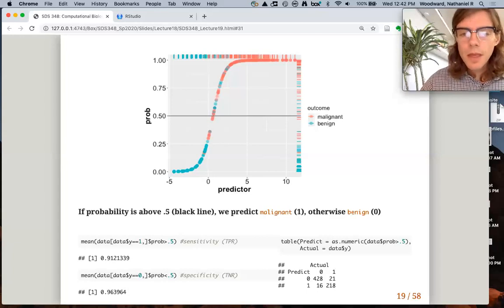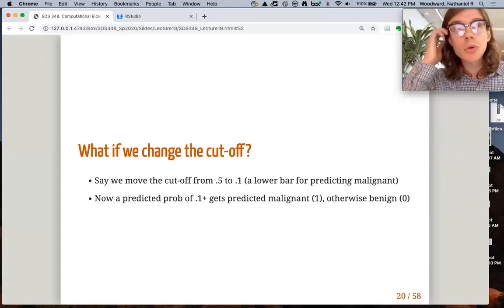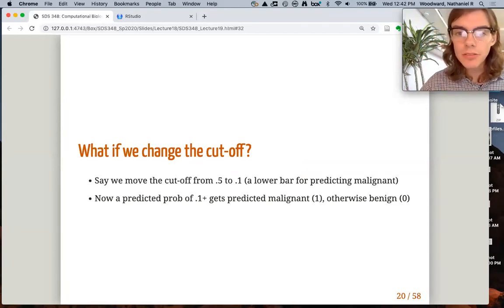Cool. But what if we change the cutoff, right? So imagine we move that horizontal line from 0.5. What if we change it to like 0.1? So anybody who has a predicted probability of above 0.1, we're going to predict malignant. And that seems kind of crazy, right? But we can do it. We can set that threshold to whatever we want. And this is just for illustration, right? Almost always you leave it at 0.5. But if you move the threshold, I just want you to see how the true positive rate and false positive rate change.